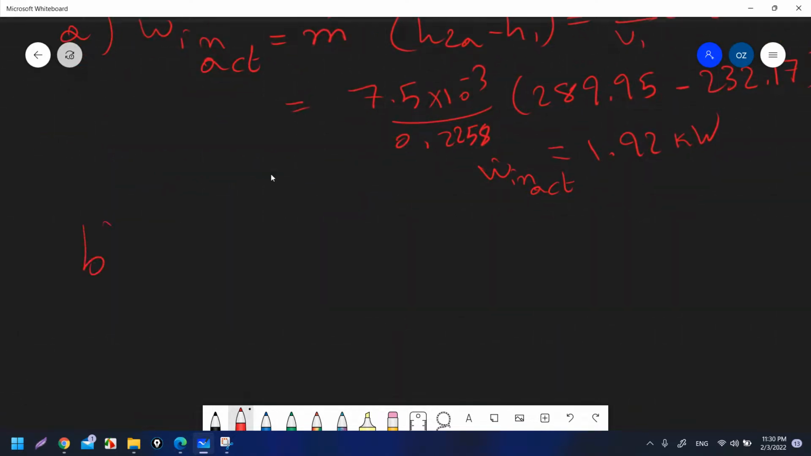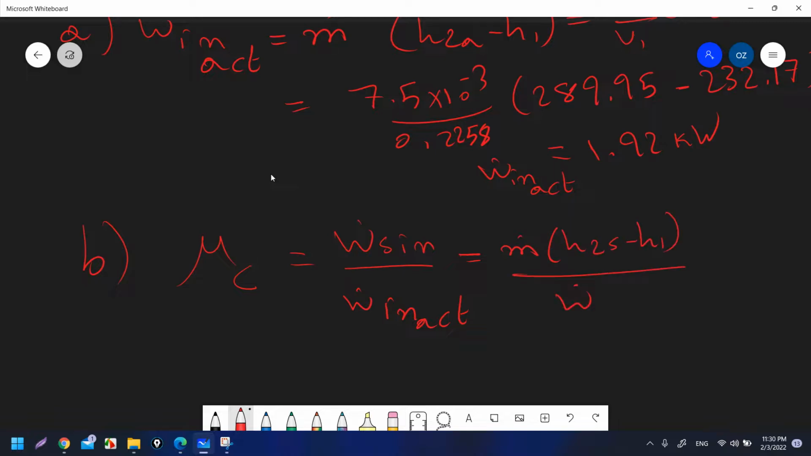For part B, the isentropic efficiency is the isentropic work over the actual work. And don't mix up the isentropic work and the reversible work. They are not the same. Isentropic work means the ideal one, like isentropic compression for the compressor, or isentropic expansion for the turbine. It is m dot times H2S minus H1. This one is for the isentropic.